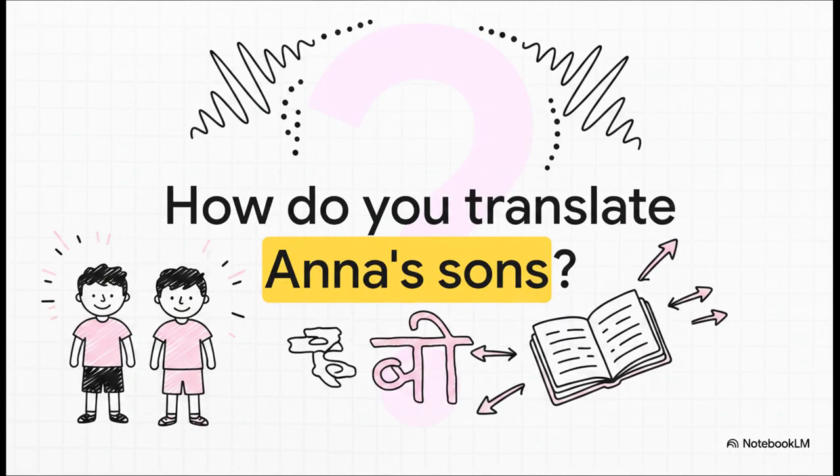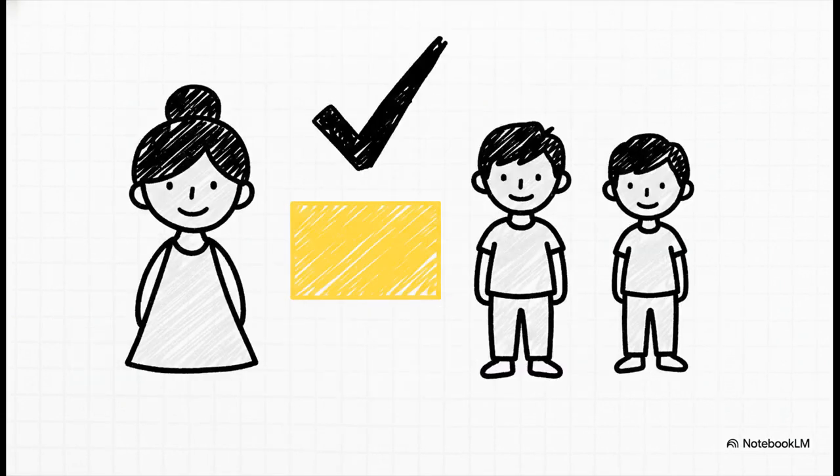Excellent job. Now it is your turn. I'm going to challenge you with a direct translation prompt here. How would you say Anna's sons in Hindi? Just remember, son is beta, and the plural is bete. I'll give you a few seconds of silence to think of the answer.